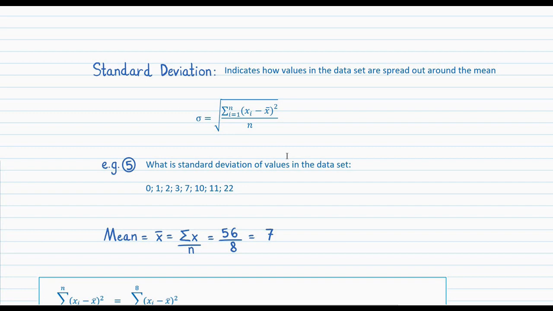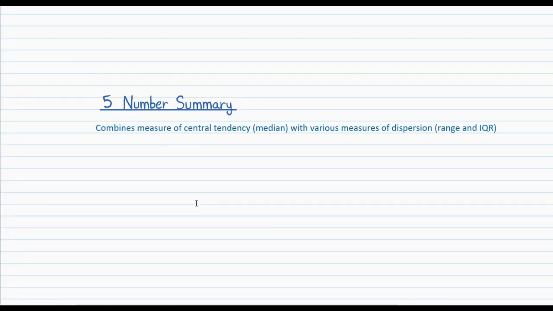And the next thing to know is something known as the 5-number summary. What this basically does is combine a measure of central tendency, this being the median, with various measures of dispersion, these being the range and the interquartile range. And so the technical format of the 5-number summary is just a list of the following 5 values.